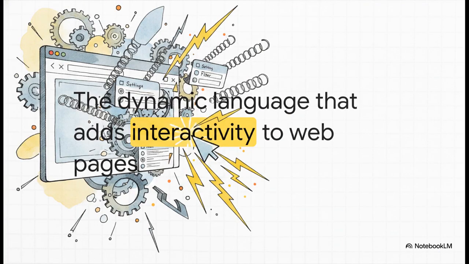And finally, we have JavaScript. JavaScript is the dynamic language that brings all that static HTML and CSS to life. It adds the interactivity that actually responds to user actions. Without it, a website is really just a static digital poster. But with JavaScript, you get that super satisfying like button animation, or a shopping cart that updates instantly without you ever needing to refresh the page.